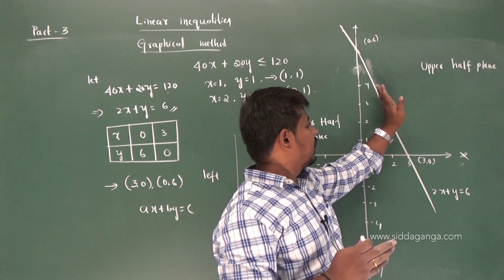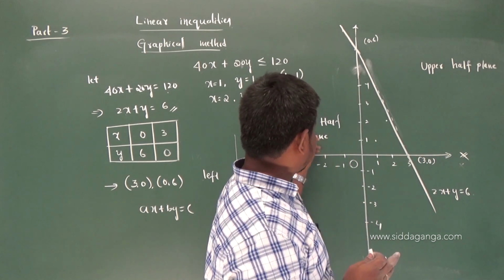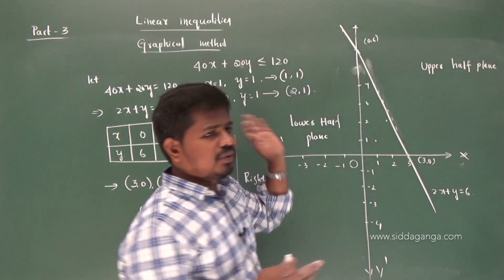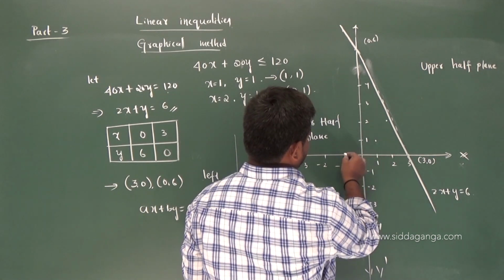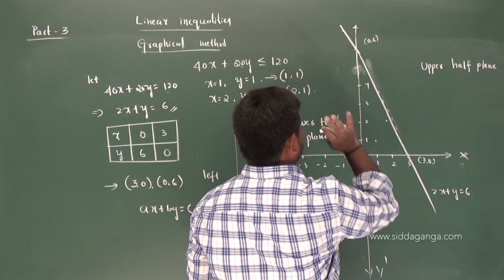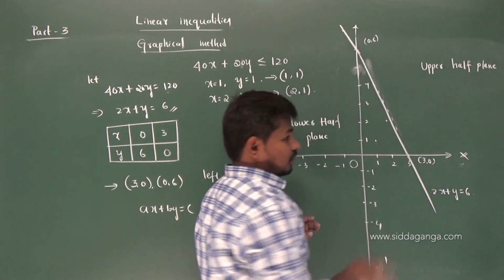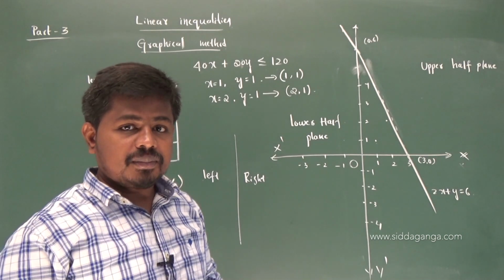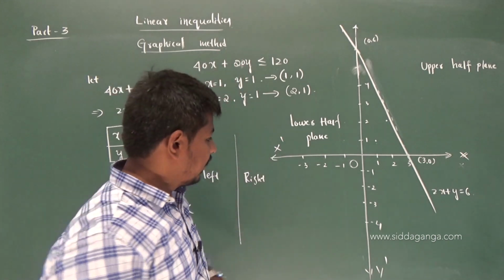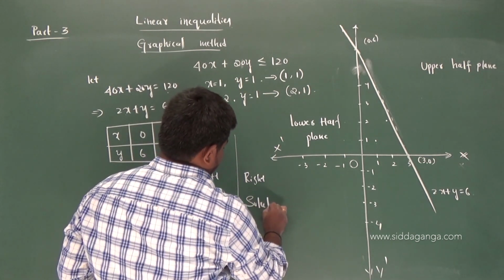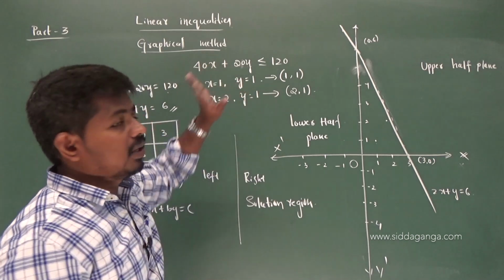Now, of course, this is a solution region. The points that come below this line, the points in the lower half plane, are all the solutions of this inequality. You can check by taking any point: 0, 0, minus 1, minus 1, 1, 2, whatever the points. The points on the line are also included in the solution region. The solution region is a region in the graph which contains all the solutions of the given inequality. We call it the solution region.